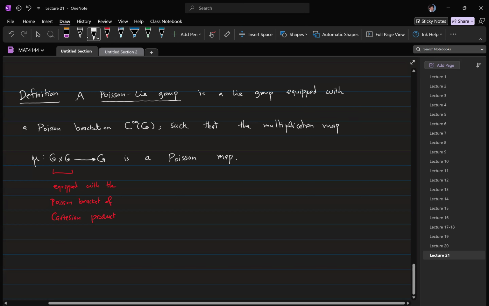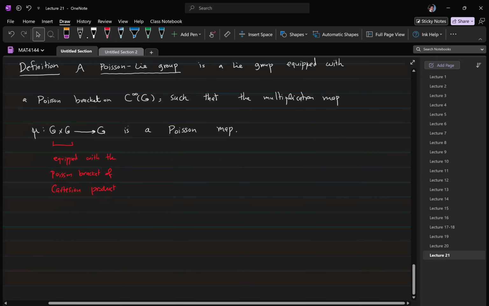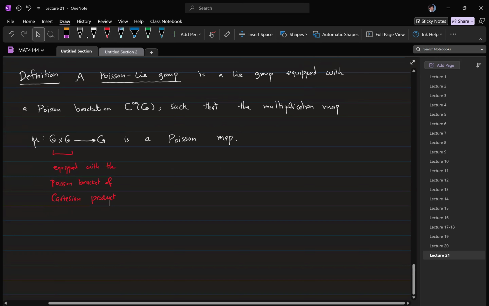Okay, and now the condition for making G a Poisson-Lie group is that for this map mu, the pullback of the Poisson bracket here is the Poisson bracket that we get here by this Cartesian product. So mu is just the multiplication map. So mu of A, B is A times B.